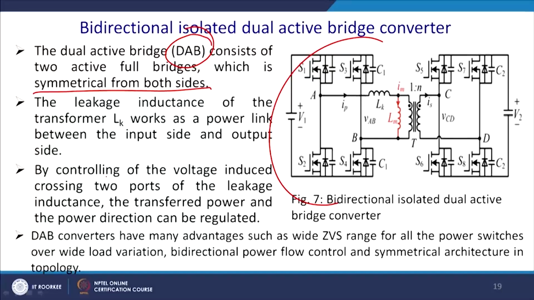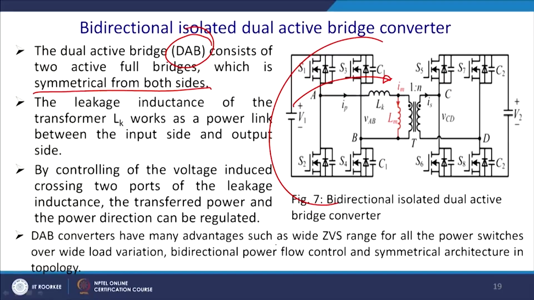By controlling the voltage induced across the two ports of the leakage inductance, the transformer transfers power and the power direction can be regulated. So, this is bidirectional, you can change from this point to this point by switching, and it will be charging, and just in reverse you can do from this point to this point also when you are discharging your battery.